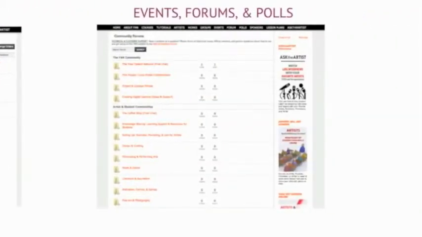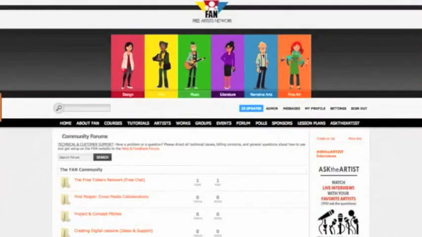Events, forums, and polls. Next up, I'm going to very briefly discuss forums, events, and polls. Forums, events, and polls can be located right next to each other in the top menu of the Free Artist Network. Here we have events, forums, and polls.